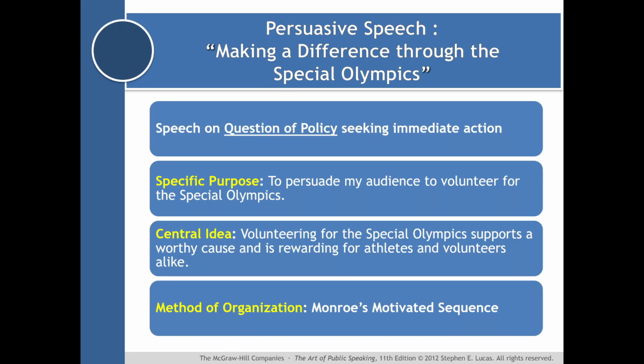So this is an example of a persuasive speech, making a difference through the Special Olympics. So this is a speech on a question of policy seeking immediate action. So this is the speech. The specific purpose is to persuade the audience to volunteer for the Special Olympics. Okay. The central idea: volunteering for the Special Olympics supports a worthy cause and is rewarding for athletes and volunteers alike. So that is the central idea. So whatever you mention will be based on that. Okay. And then the method of organization, of course, Monroe's motivated sequence.